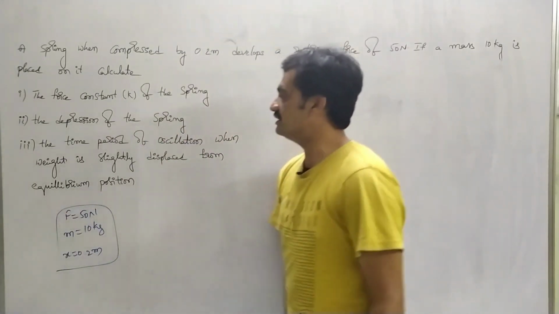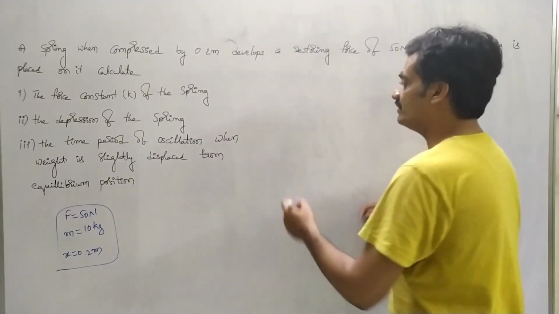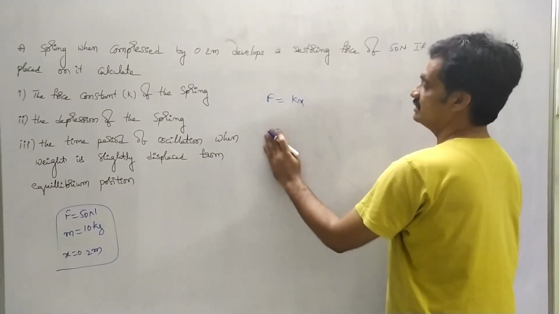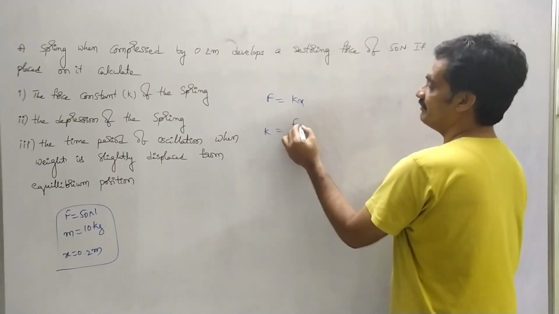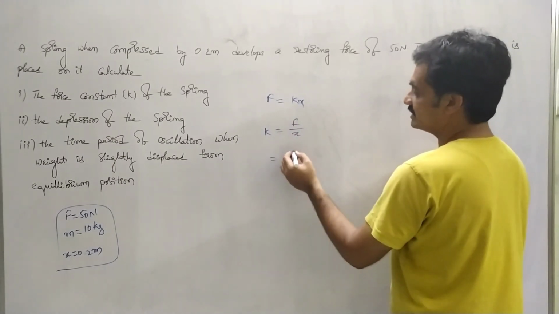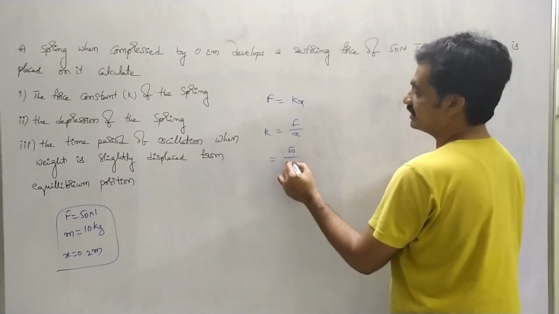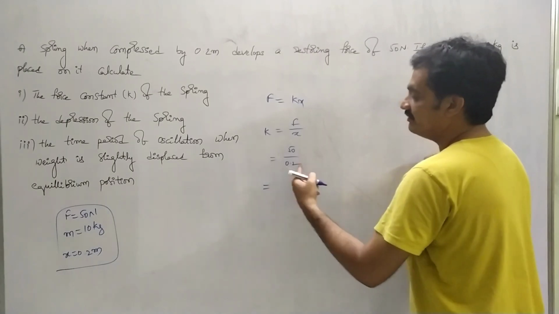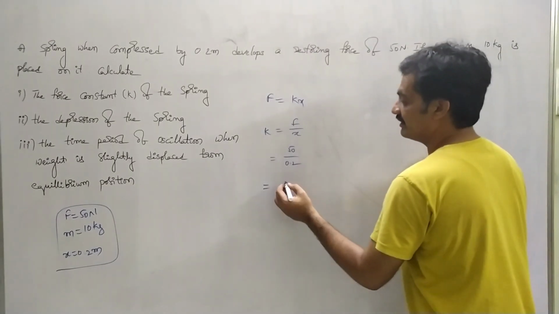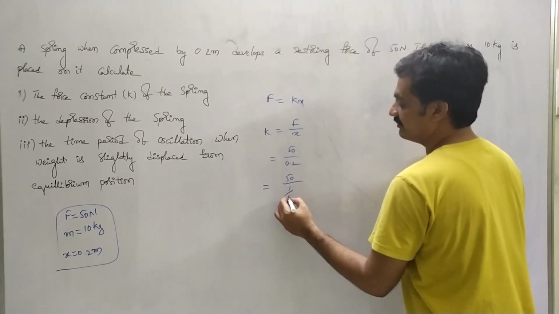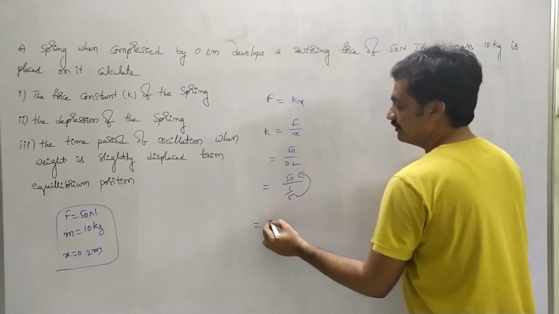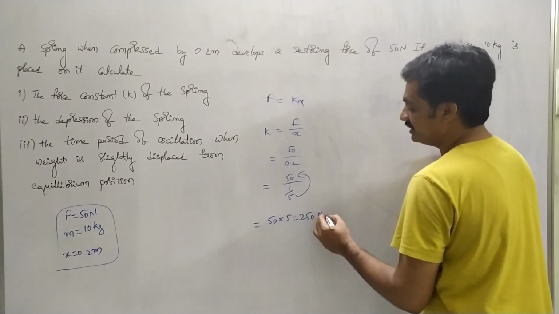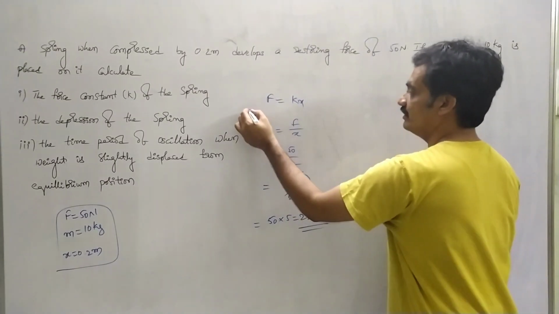So now based on these values, we have to find initially the force constant, where we know that F equals kx. Then k equals F by x. The value of F is 50 and x is 0.2, and we know that 0.2 can be represented as 1 by 5. So 50 by 1 by 5 is 50 into 5, which is 250 Newton per meter. This is the value of the force constant.